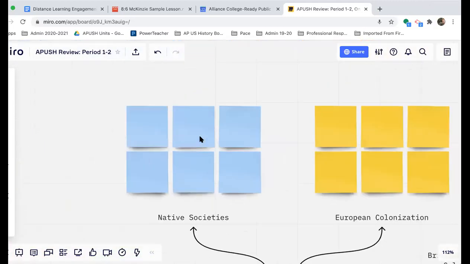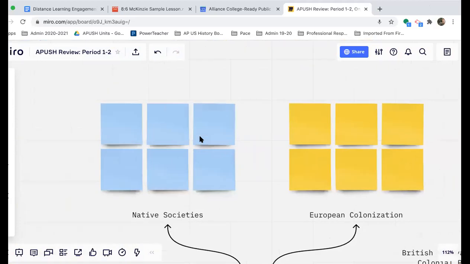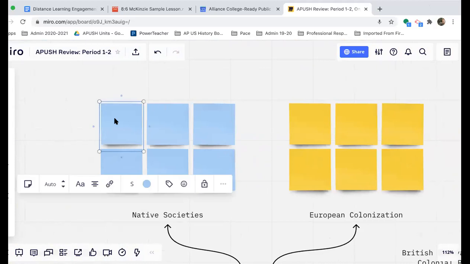So when I say native societies, I'm asking, what are the natives about? What are their societies built on? What do they believe in? What types of things can we identify as characteristics of native societies? They're nomadic. Oh, okay. Some are nomadic. Others are more sedentary. Okay, good. Good, Laura. That's a really good point. Dope. What else?